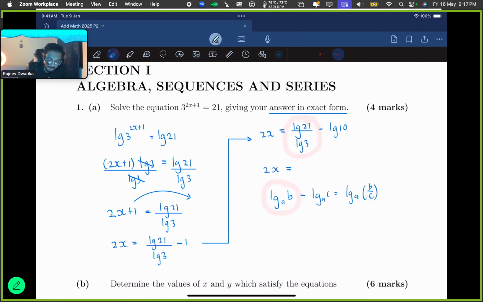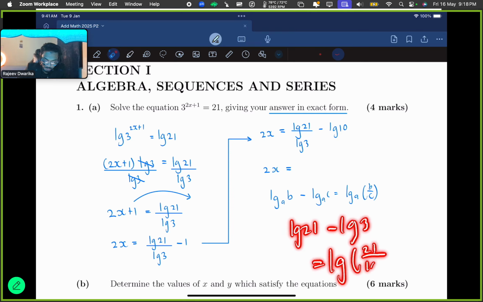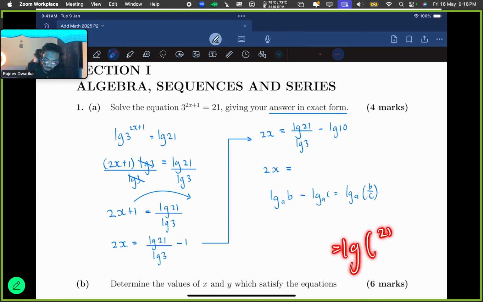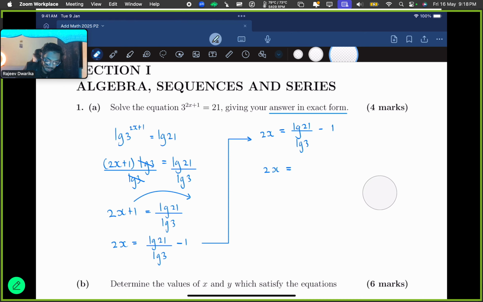If it was something like log 21 minus log 3, I could have combined that into a single log, like log of 21 over 3, and then it would be in this form. Truth be told, it doesn't make sense to say minus log base 10. We can't combine it because it's not in the form of that.